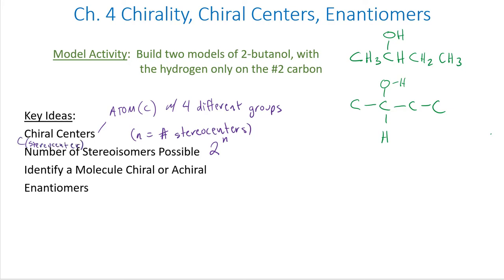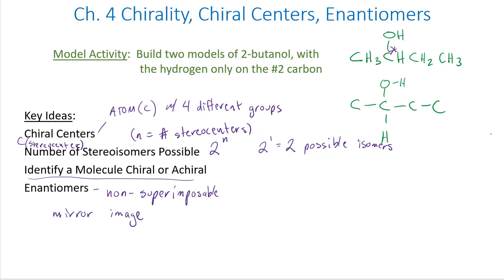So if we have, for example, this molecule, and we frequently put an asterisk on the chiral carbon, with 1 chiral carbon, then we have 2 possible isomers. And again, to identify whether a molecule is chiral or achiral, we want to look at its mirror image. And if the mirror image is different or non-superimposable, then that object is chiral, and the mirror image is its enantiomer.